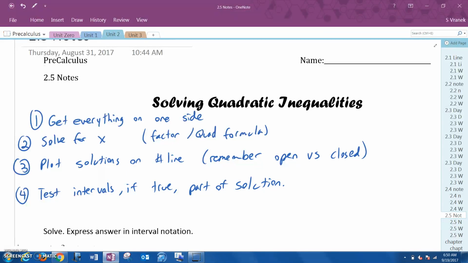First step is to get everything on one side and have it equal to 0, or I guess less than or greater than whatever the inequality is. Then solve for x on that side. Basically that will entail factoring or quadratic formula, although I believe most of the ones we're going to do today are factoring ones. Then plot your solutions on the number line. Remember open versus closed dots, and then we have to test the intervals to see which ones are true. Okay, so pause the video to write this stuff down, and then when you're done, you can unpause it and we will go on.